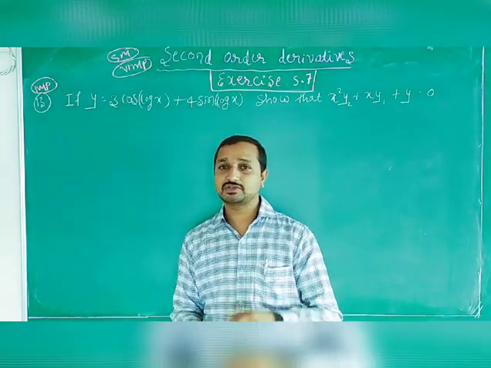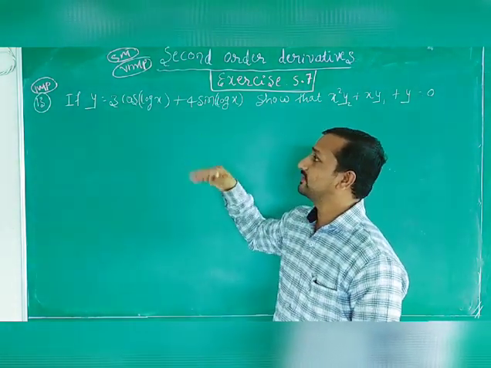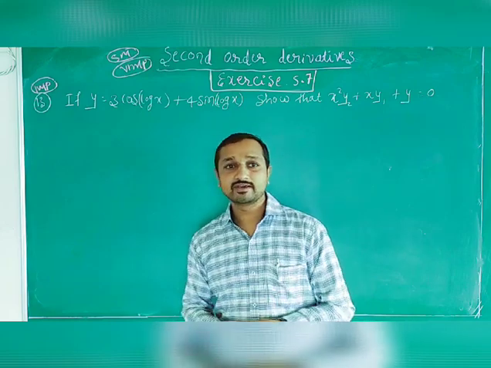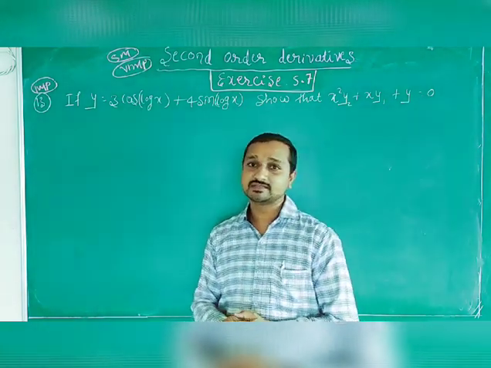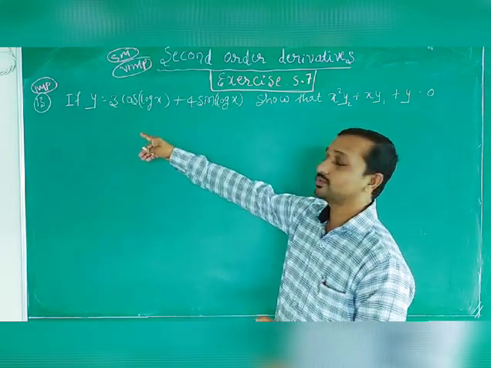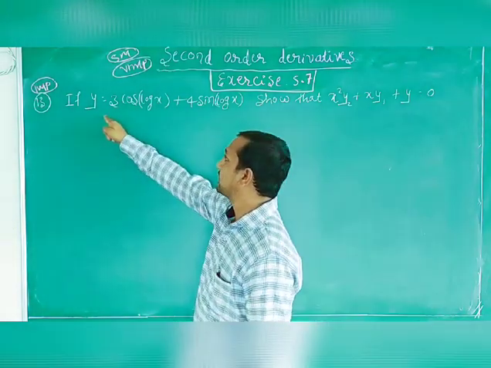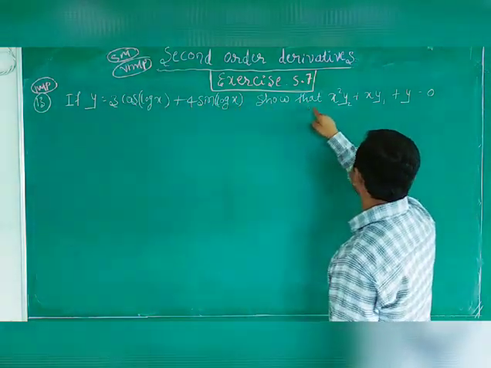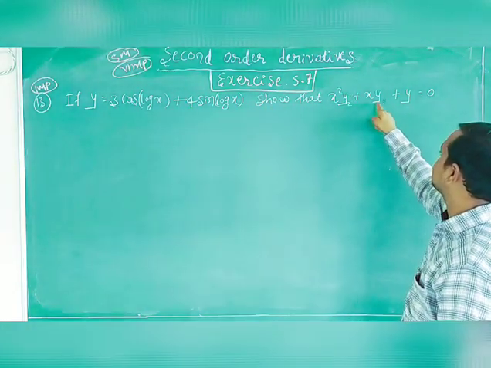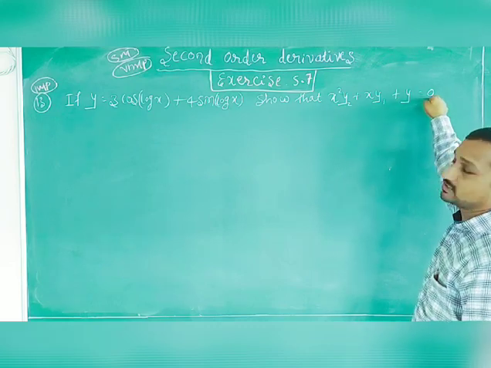For 5 marks, a fixed concept. Out of 5 or 6 questions, one question will definitely come in your annual examination for 5 marks. It is a very easy concept. This is also a very important example: if y equals 3 cos log x plus 4 sin log x, show that x square y2 plus x y1 plus y equals 0.